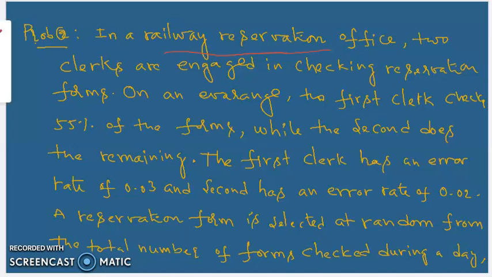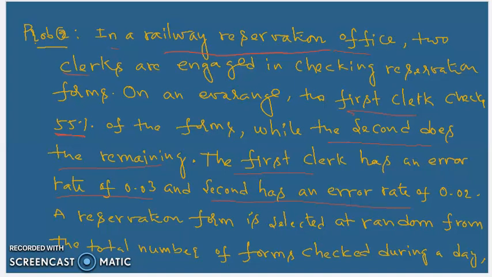This states that in a railway reservation office, two clerks are engaged in checking reservation forms. On an average, the first clerk checks 55% of the forms, while the second does the remaining. The first clerk has an error rate of 0.03 and the second has another rate of 0.02.